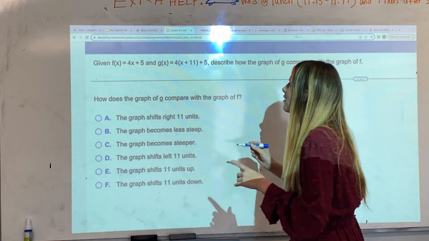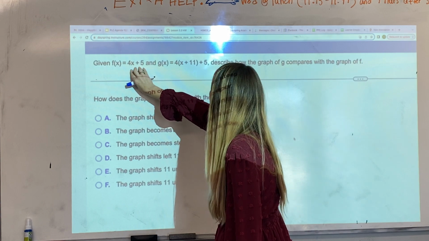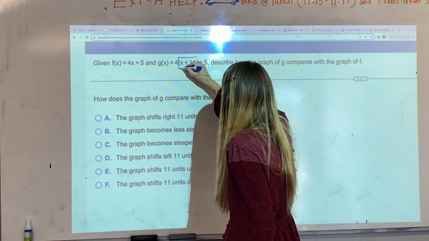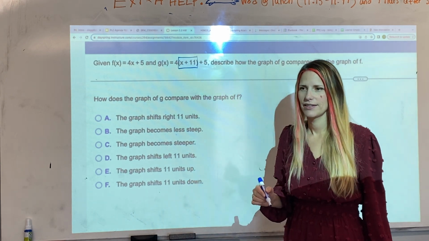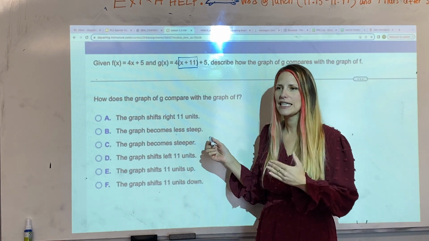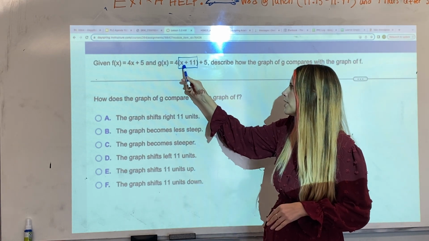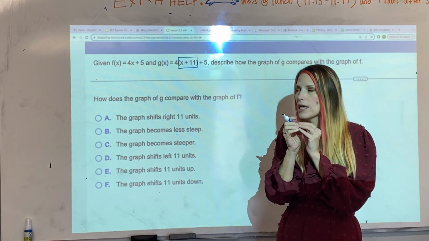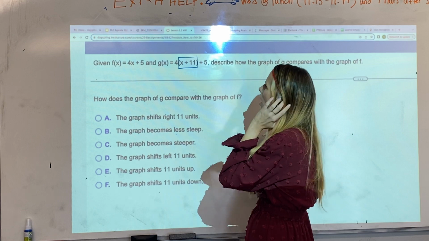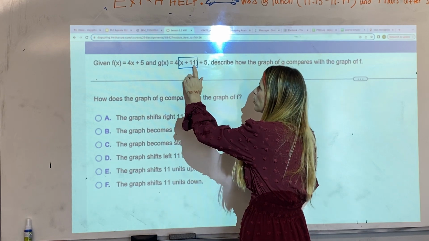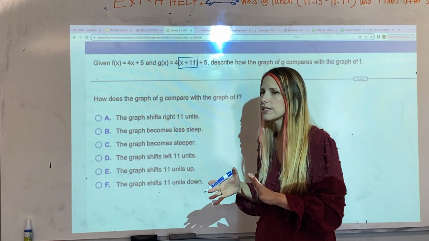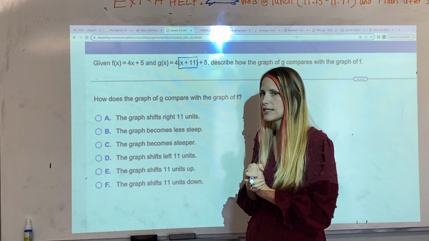Duh. This is 4x plus 5, and this is 4 times x plus 11, plus 5. But what's happening to the input? Oh, it's just adding. Yes. So we notice here that the input is changing, just the input, not the whole function. You don't have to distribute or make this more complicated. In this situation, we're just adding 11 to the input. So, totally different than adding or subtracting to the output.